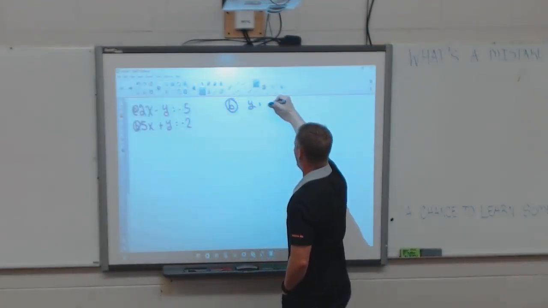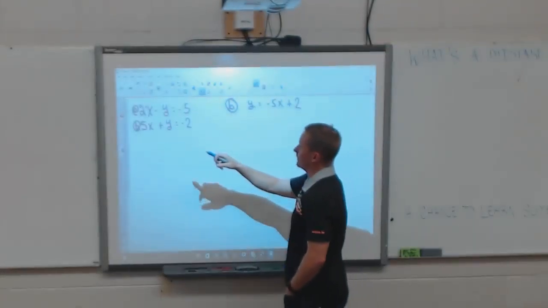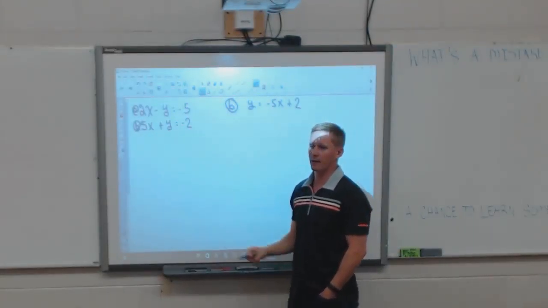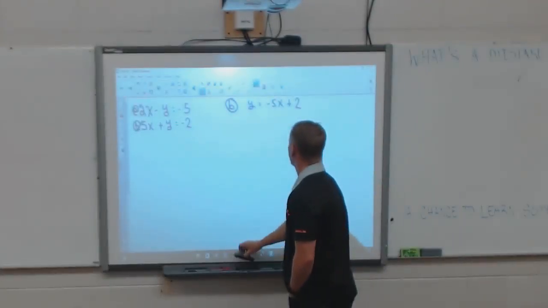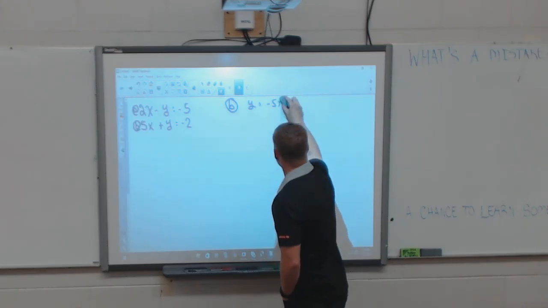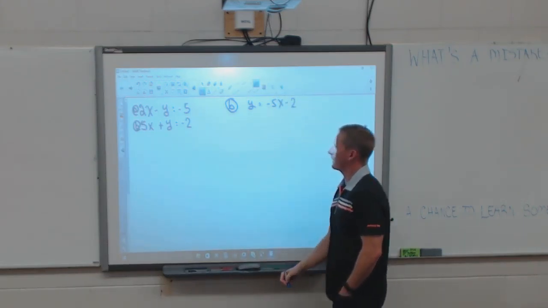To do that, I go y equals minus 5x plus 2. So all I do is subtract the 5x to this side. Shouldn't it be subtract 2? Minus 2, good catch. So y equals minus 5x subtract 2. It's just like that, right?